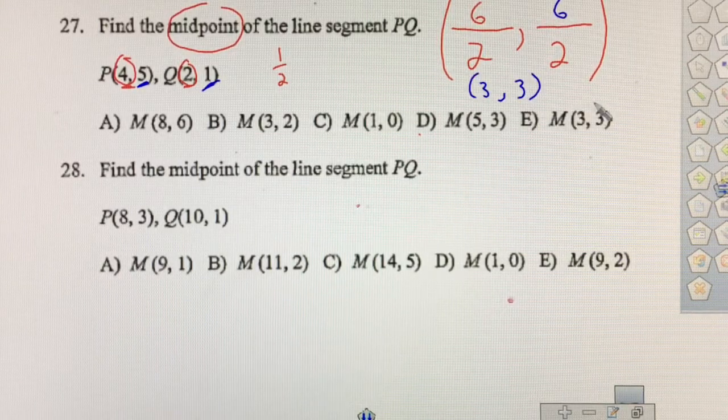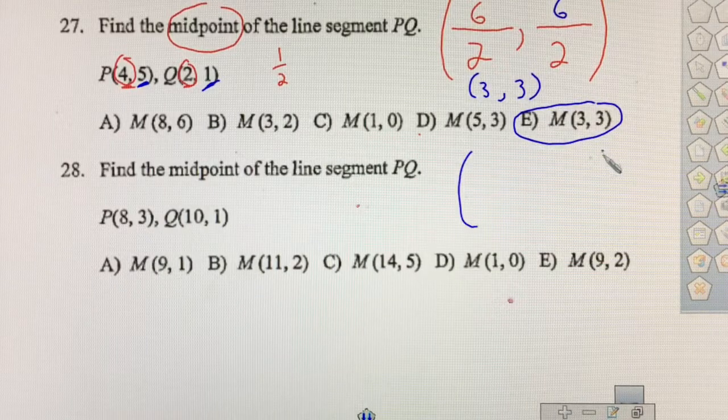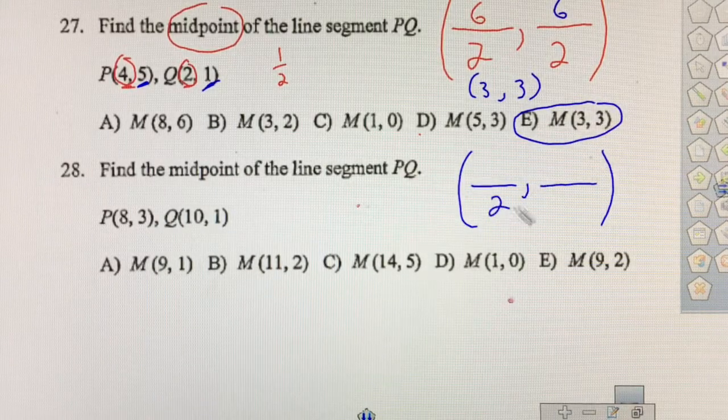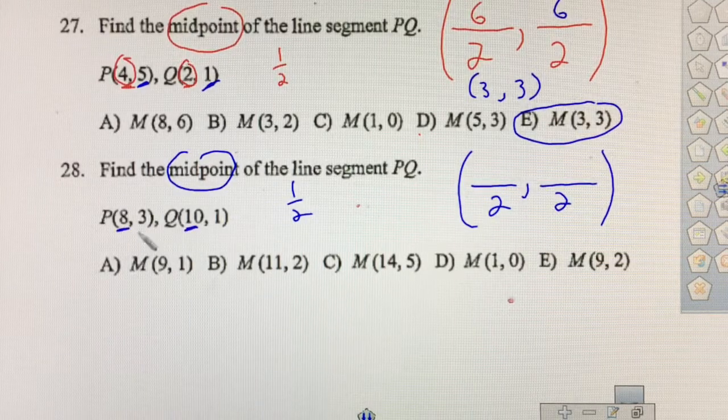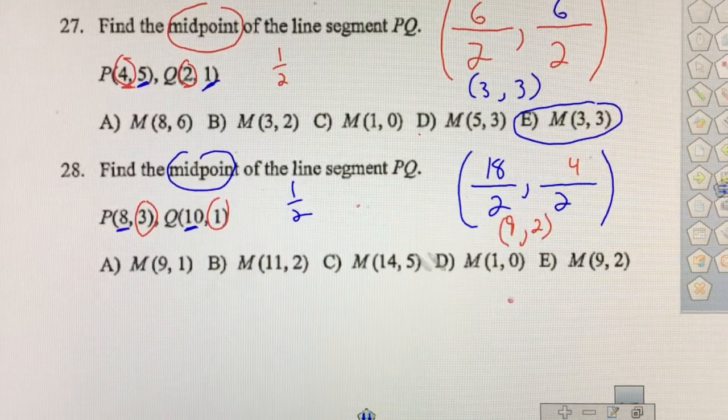And a midpoint is a point. It's a coordinate. Same thing. I have this template, and it's a coordinate divided by 2 because it's a midpoint, which is halfway. That's why it's over 2. And I add the x values. That's going to give me 8 plus 10, which is 18. And then I add the y values, 3 plus 1, which gives me 4. And when I simplify, that's going to give me a 9 and a 2 as a coordinate. And it's going to be choice E.